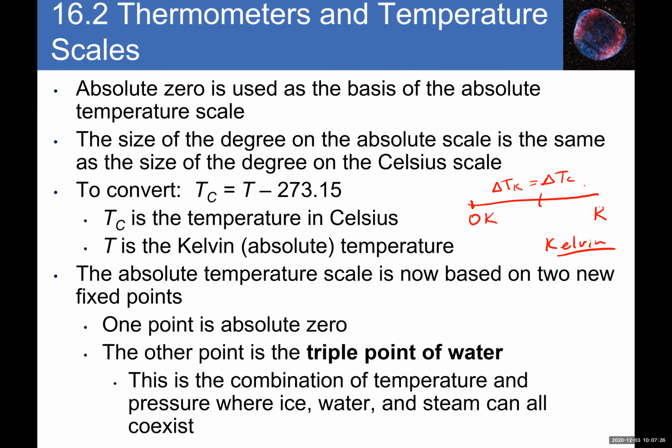That means if you change your Kelvin temperature by 10 Kelvin, it's also a change of 10 degrees Celsius, but it is not the same change in Fahrenheit. Fahrenheit does not have the same size of change. I'm talking specifically about delta T: a 10 degree delta T in Celsius is equal to a 10 Kelvin change, but not equal to a 10 Fahrenheit change.